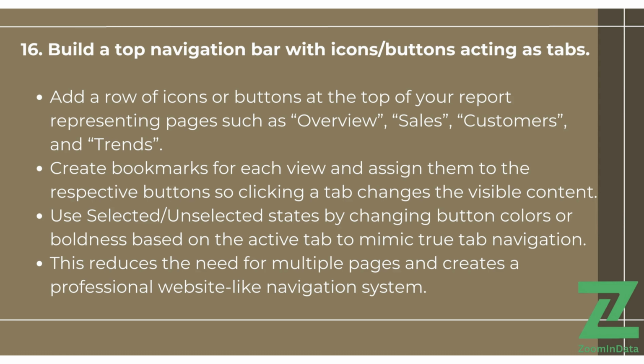Add a row of icons or buttons at the top of your report representing pages such as Overview, Sales, Customers, and Trends. Create bookmarks for each view and assign them to the respective buttons so clicking a tab changes the visible content. Use selected or unselected states by changing button colors or boldness based on the active tab to mimic true tab navigation. This reduces the need for multiple pages and creates a professional website-like navigation system.